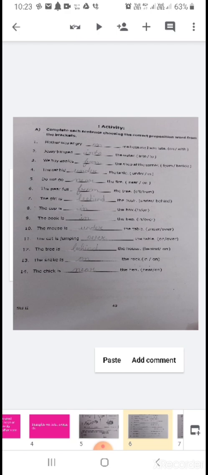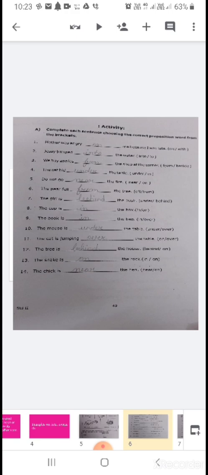The mouse is under the table. 11th is the cat is jumping dash the table. The cat is jumping over the table. 12th is the tree is dash the house. The tree is behind the house.